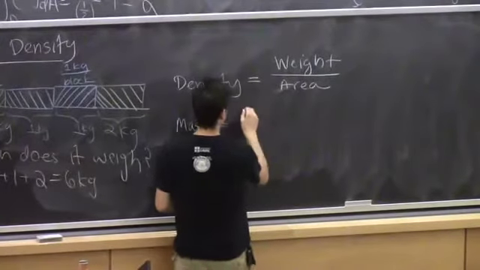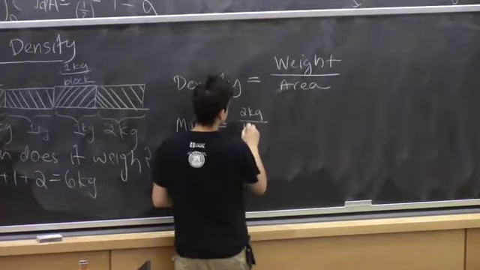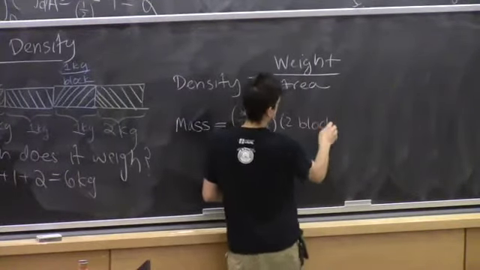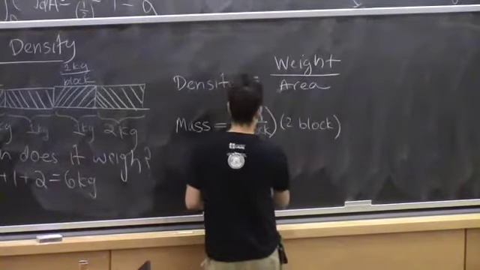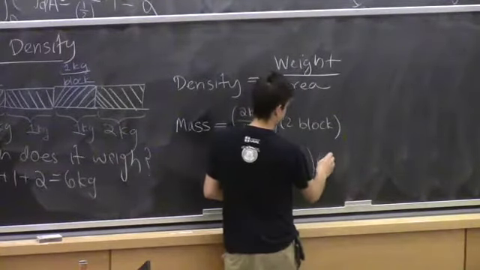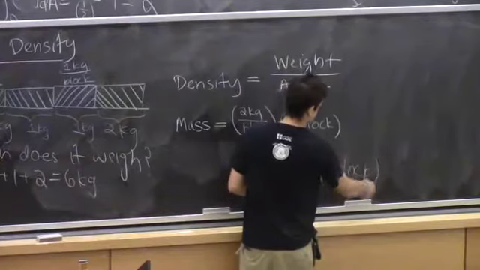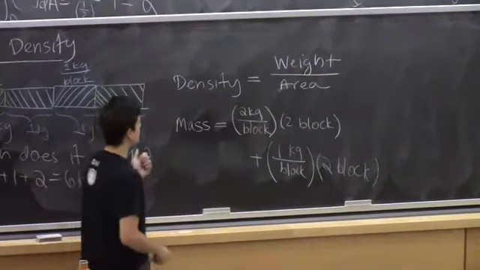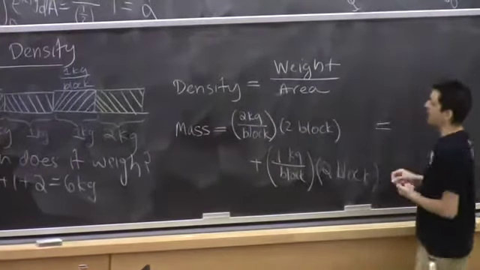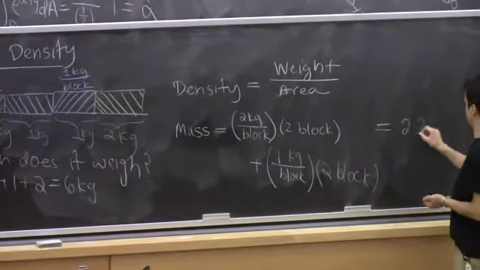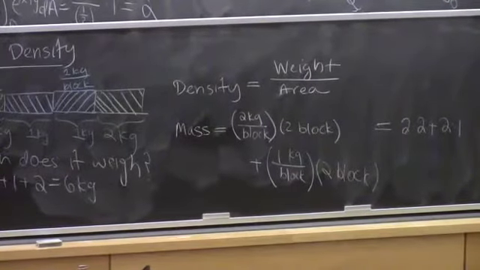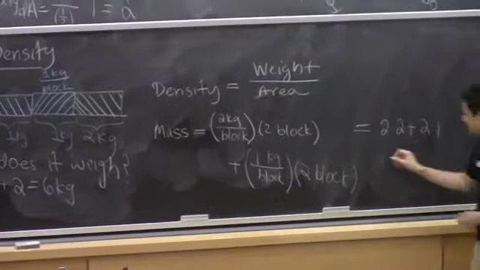If we do this in a density way, then we have the following mass. We've got 2 kilograms per block times 2 blocks. Okay, and if we multiply these things out, the block units cancel, and we get 2 times 2 plus 2 times 1, and hopefully that's the same as before. And it is. Great.